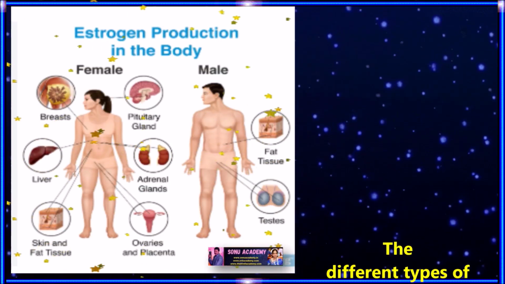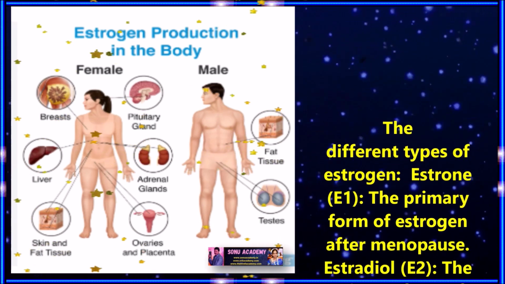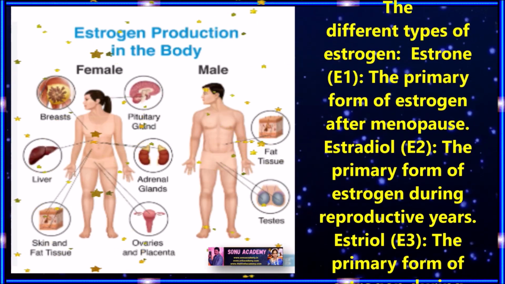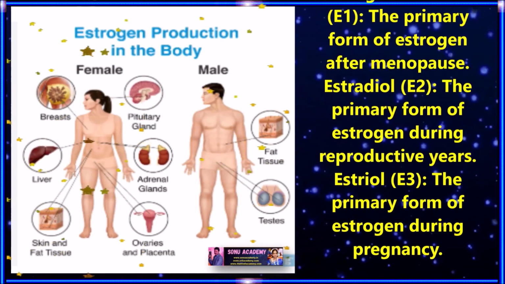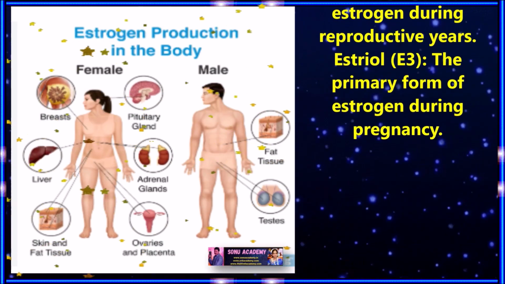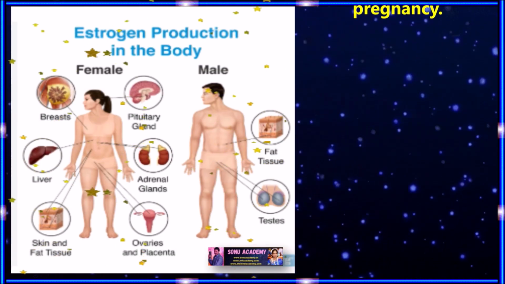Children, now let us discuss the different types of estrogens. The first one is estrone, E1, the primary form of estrogen after menopause. The second one is estradiol, E2, the primary form of estrogen during reproductive years. The third one is estriol, E3, the primary form of estrogen during pregnancy.